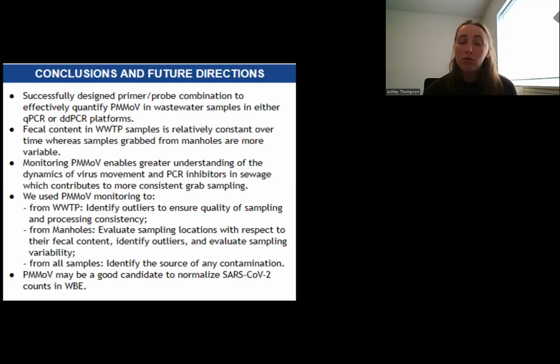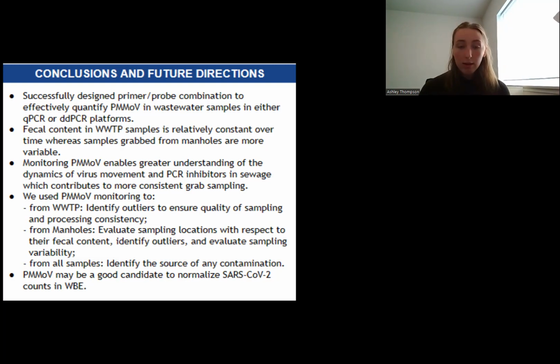Monitoring PMMoV enables a greater understanding of the dynamics of the virus movement and the inhibitors in sewage that are contributing to more consistent grab sampling procedures. We have used PMMoV monitoring in our own lab to identify outliers to ensure the quality of both our sampling and processing consistency. And when it comes to our manholes, we have been using PMMoV to evaluate our sampling locations with respect to their fecal content to, one, help us identify outliers, and also to determine what range of variability we should be seeing at a site.